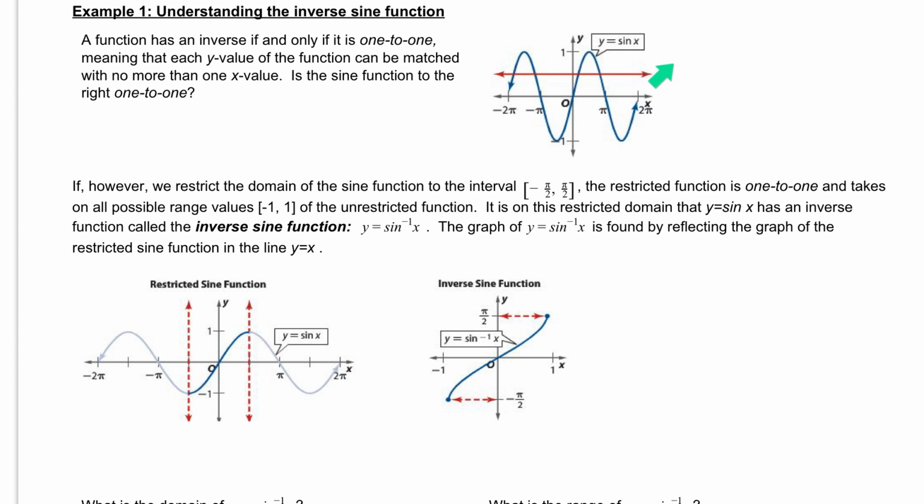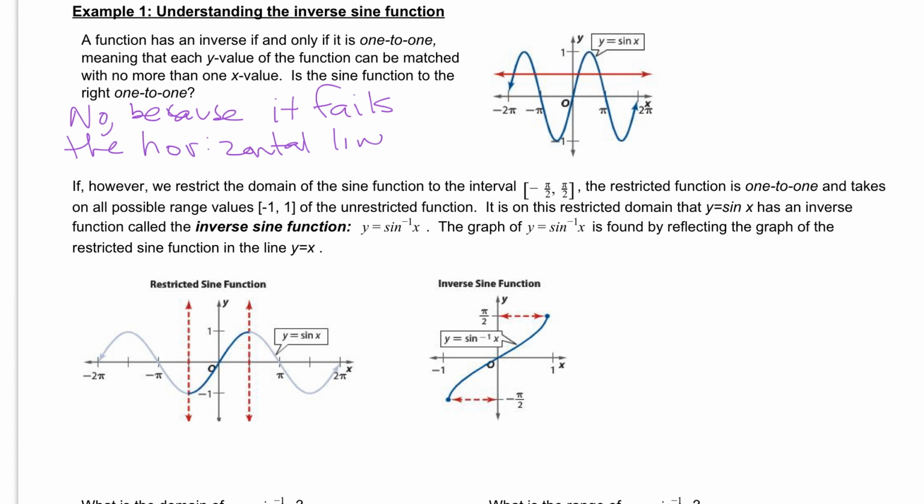So this red line is what we call the horizontal line test, and if you move that red line up and down the function, if it touches in more than one spot, that tells us that this function is not 1 to 1, which means that this is not. So we could say the answer here is no, because it fails the horizontal line test.